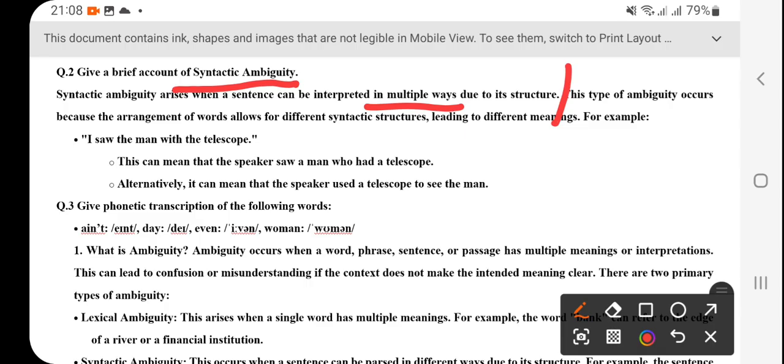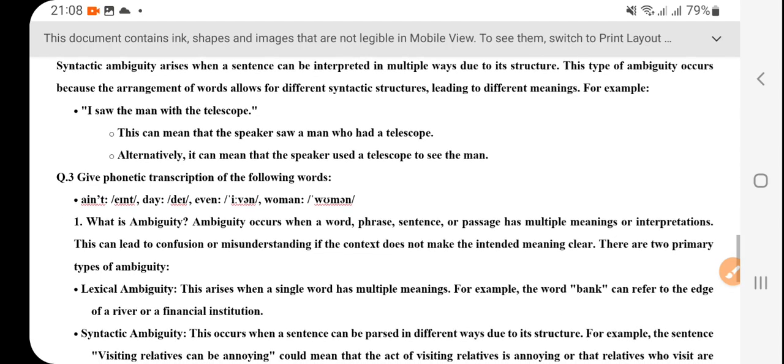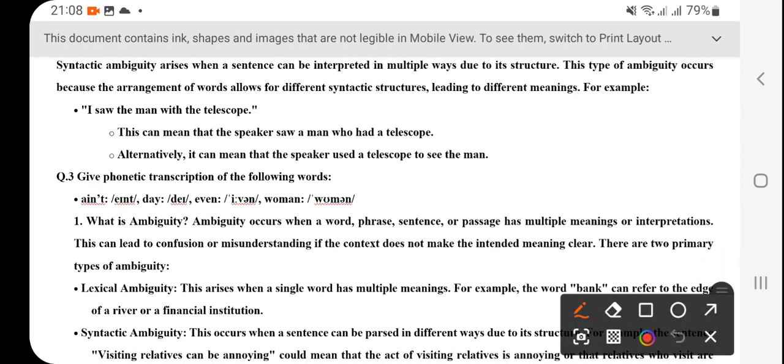So due to structure, when any problem or interpretation, more than one interpretation are there, that is called syntactic ambiguity. This type of ambiguity occurs because the arrangement of words allows different syntactic structures leading to different meanings. So different syntactic structures, different meanings, right?